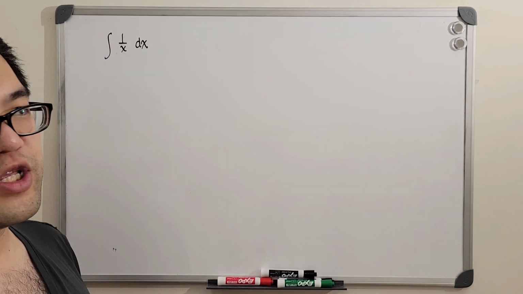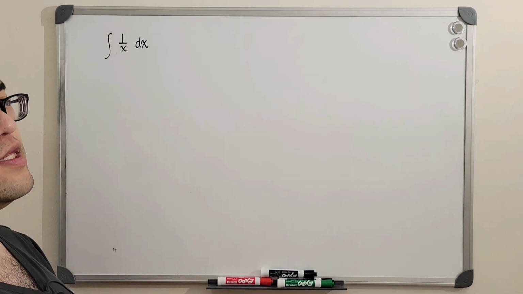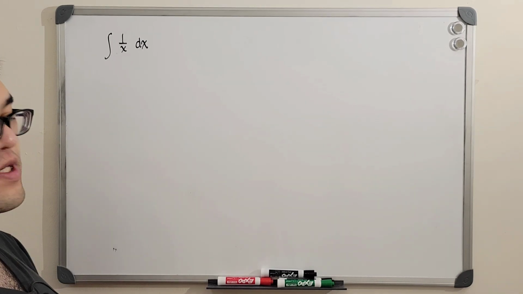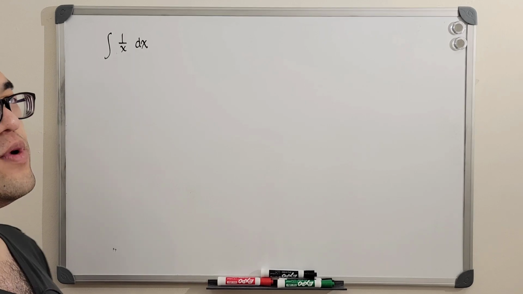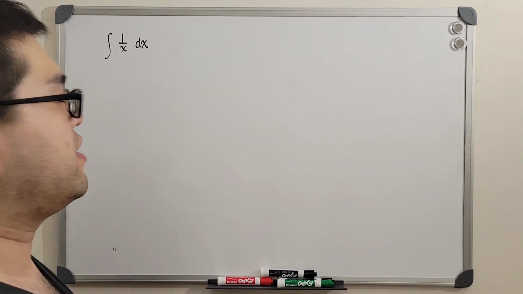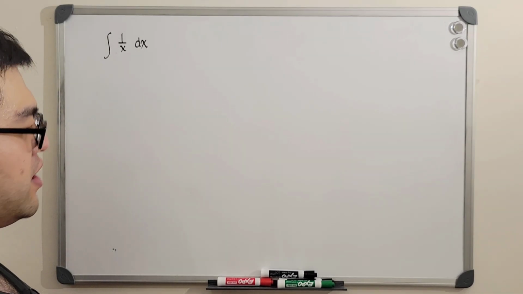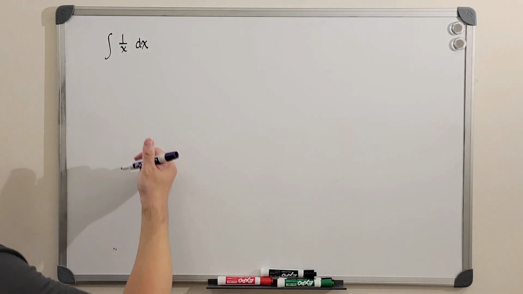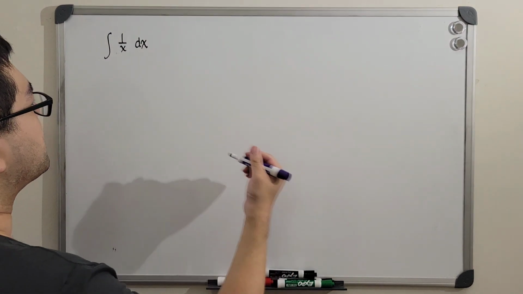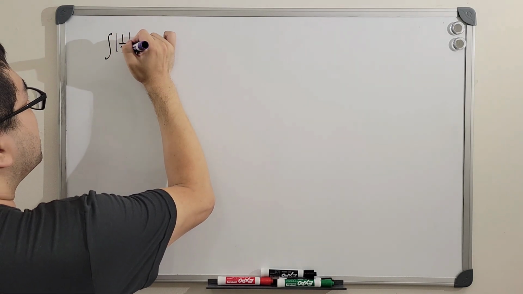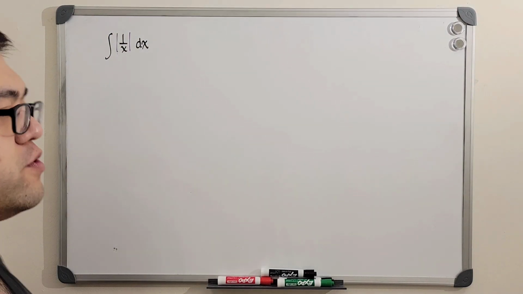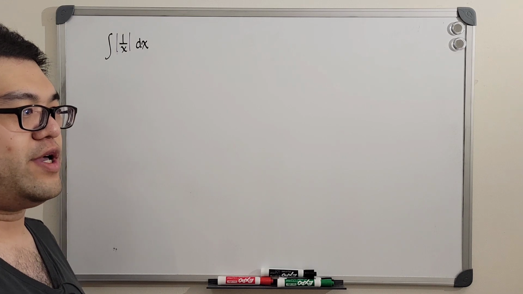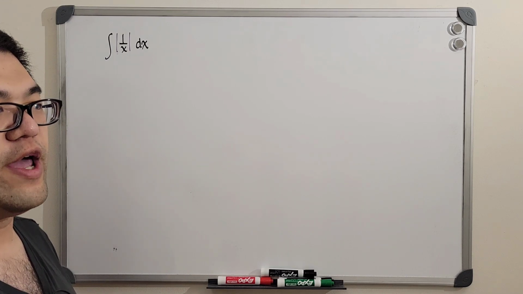Of course, we actually need to put the absolute value inside of the ln of x, and don't forget we need to put the constant term plus c at the end, right? It's very easy. So today, of course, we're not going to do such an easy integral. We're going to do the absolute value version of it. In other words, we're going to make it into a modulus function of 1 over x.